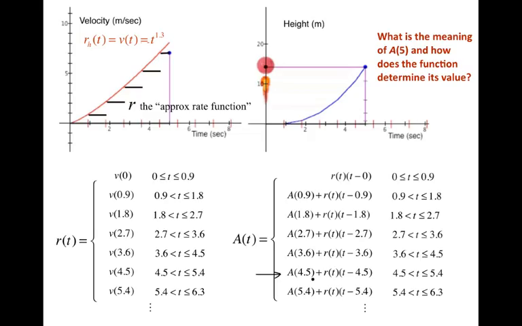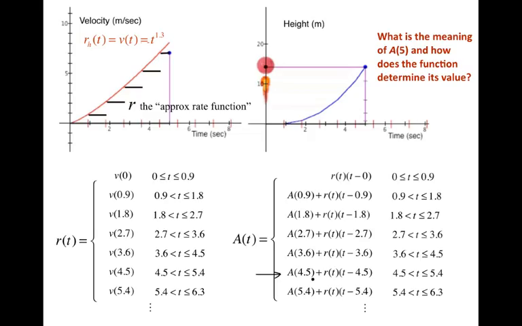Okay. So we're going to kind of change gears. We've done this enough times now, building this a of t function in pieces. We're going to start working on how we would write that a of t function in one rule. And so let's think about that.